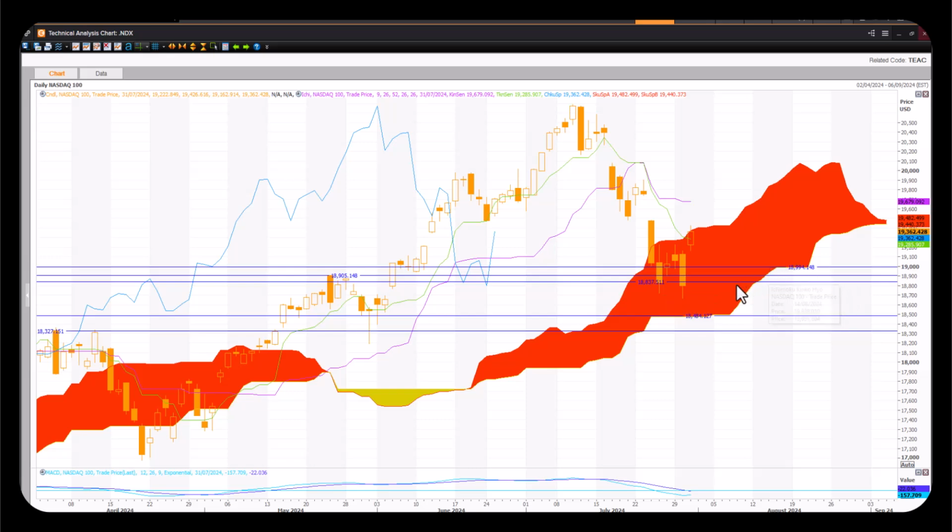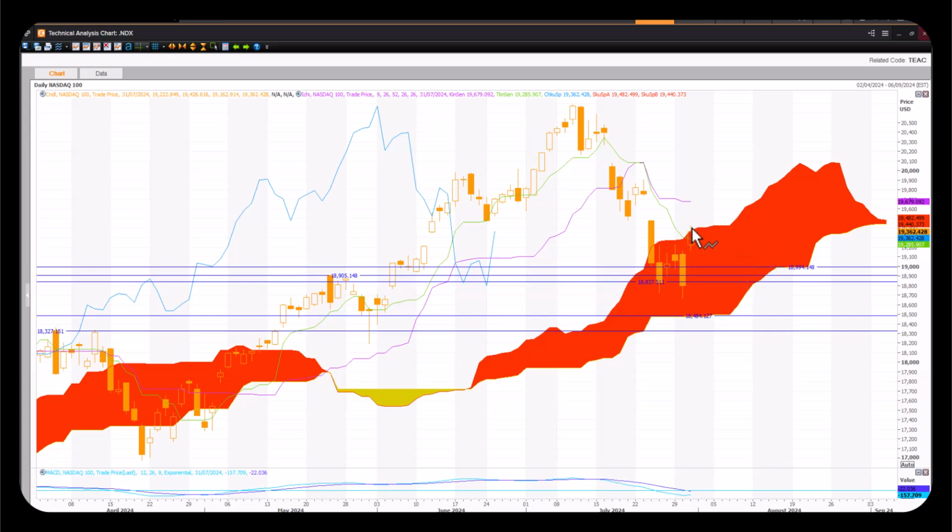So this entire area was a lovely support zone for a swing trade back up to the top end of the cloud. Now it has managed to break through the turning line of the cloud, and now we've got the standard line of the cloud as the next upside target. Need to see a breakout past the top end of the cloud here to be really strongly bullish, otherwise this top end will come back to be resistance.